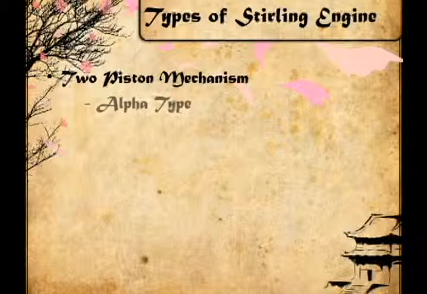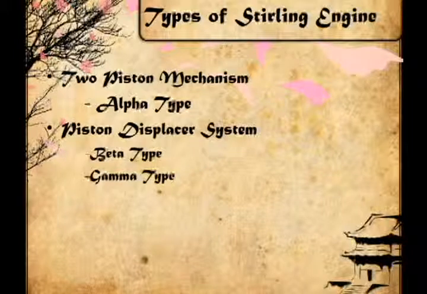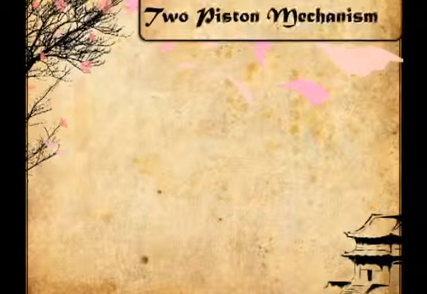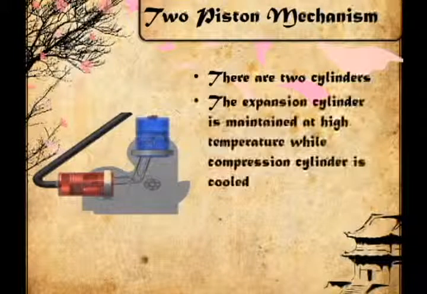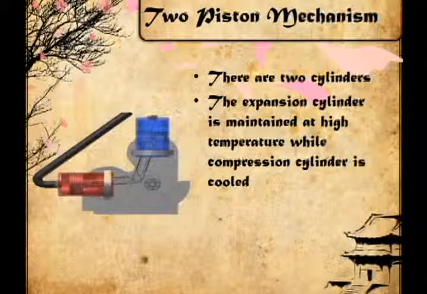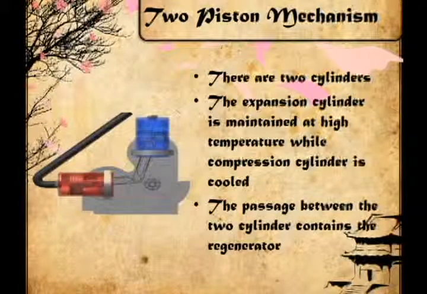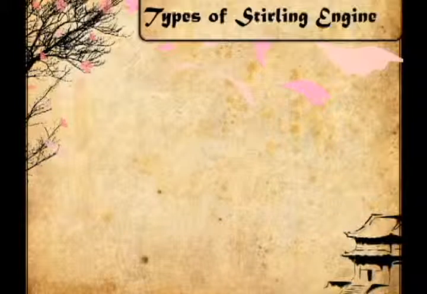Types of Stirling engine. Two-piston mechanism, the alpha type. Piston displacer system, beta type. Two-piston mechanism. There are two cylinders. The expansion cylinder is maintained at high temperature, while compression cylinder is cooled. The passage between the two cylinders contains a regenerator.